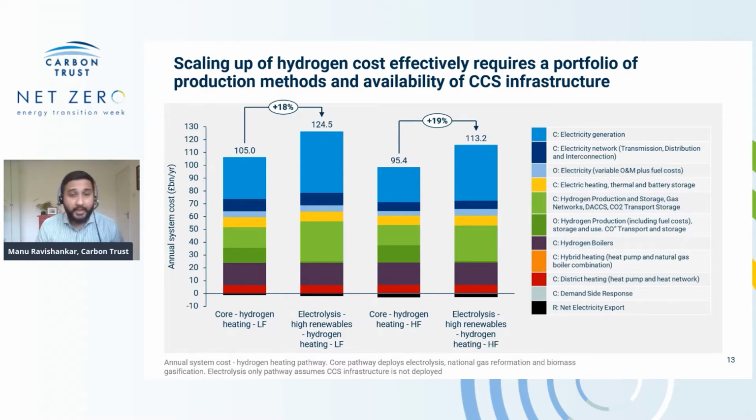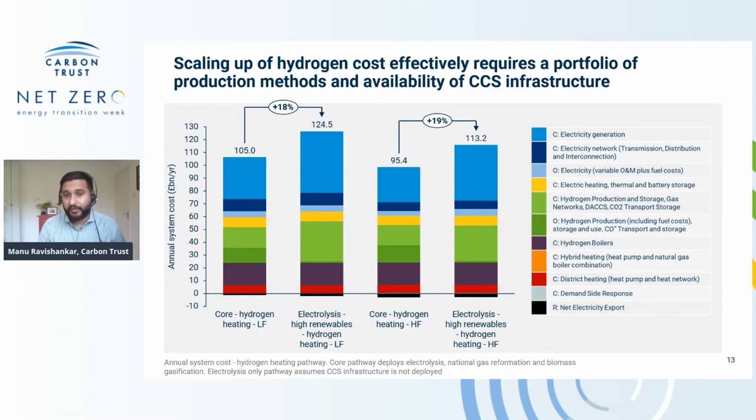The first and the third column show scenarios where all the production methods of hydrogen are available. So for example, electrolysis, gasification, steam methane reformation with CCS. And this portfolio is optimized by the model, and there are no other constraints on enabling technologies. The second and the fourth column are scenarios where we have constrained the availability of carbon capture and storage infrastructure. This means that the hydrogen production is just reliant on electrolysis.